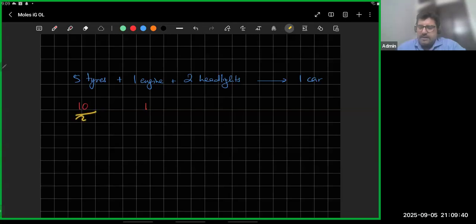So the extra tires you added are in excess. That means they weren't even needed, because you just had 1 engine, so you just needed 5 tires. You didn't need 10 tires. Is the idea clear? If you're given quantities of 2 things, one of them is going to get completely used up, but the other is not. If you just have 1 engine, you can make just 1 car, and 1 car needs only 5 tires, not 10. So that's in excess, and this is the limiting reagent.